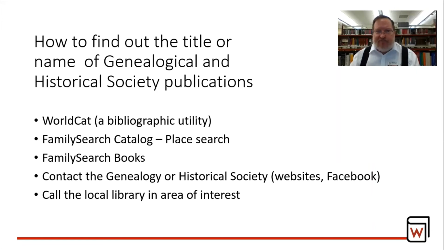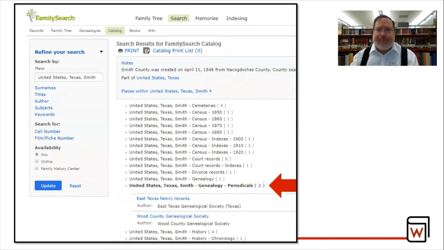So how to find these society publications, same places. Now, WorldCat, FamilySearch, also by just looking at the geographic place itself. Call the local library. Local libraries know what organizations exist or have existed in their communities.